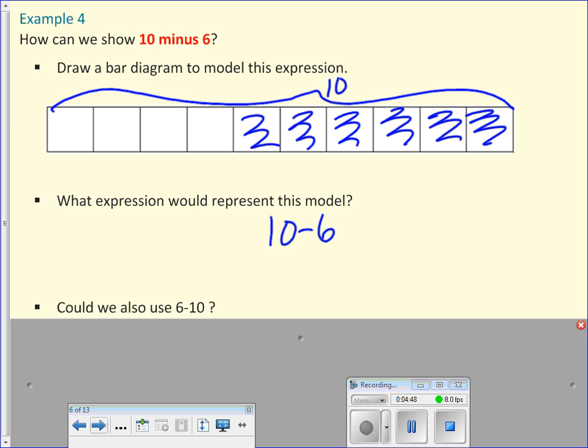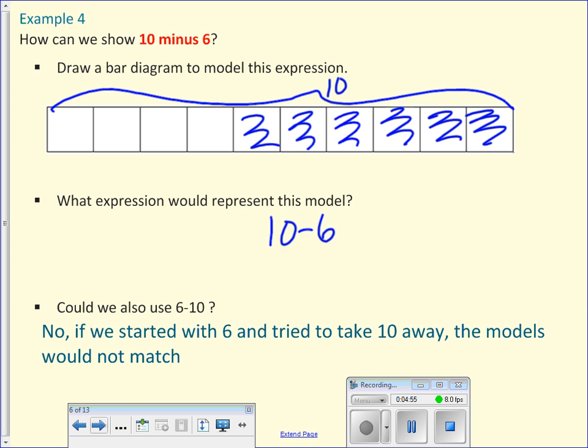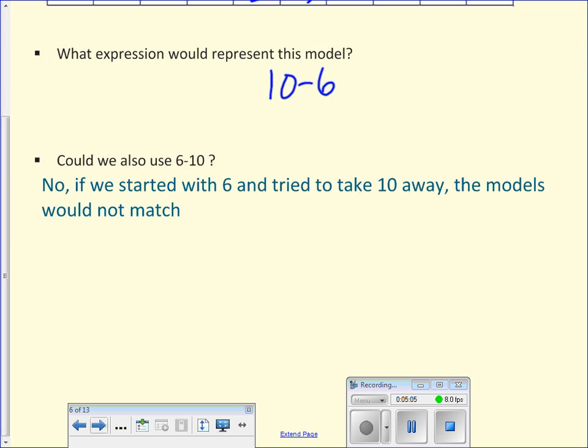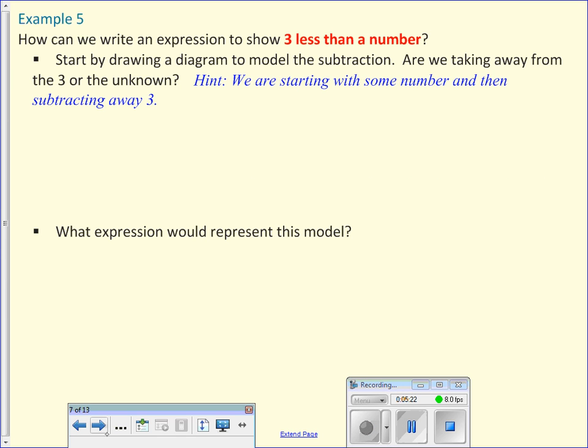So addition, even though there's a right or wrong answer, it wouldn't change your answer. But we can't use 6 minus 10 because if we started with 6 and tried to take 10 away, the models would not match. The models for 3 plus 5 matched 5 plus 3. The models for n plus 2 matched the model for 2 plus n. But the model for 10 minus 6 would not match the model for 6 minus 10. Okay, let's continue.